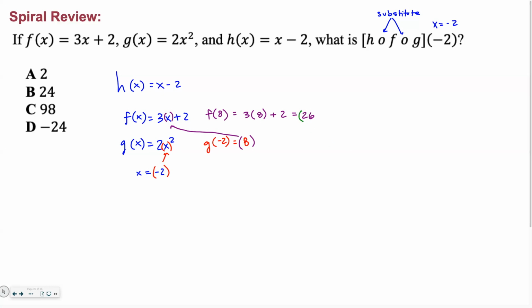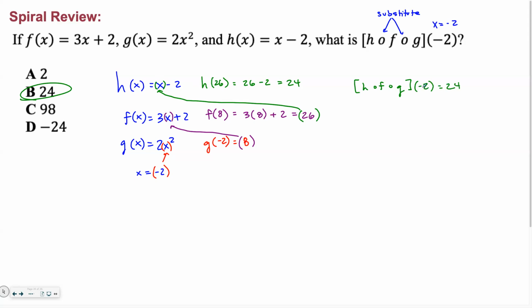So now I need to do this one more time to find my solution. I'm going to take this 26 and substitute that in for x in the h equation. And so now I'm finding h of 26. Notice I'm not finding h of -2, I'm finding h of 26. So it'd be 26 minus 2, which equals 24. That would be your solution. Now, if you want to write it all the way out, you could say h o f o g of -2 equals 24. That is because the original domain value was -2, and the final output, the final range, is 24.